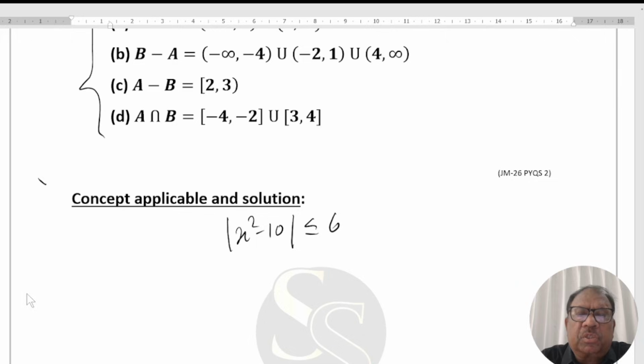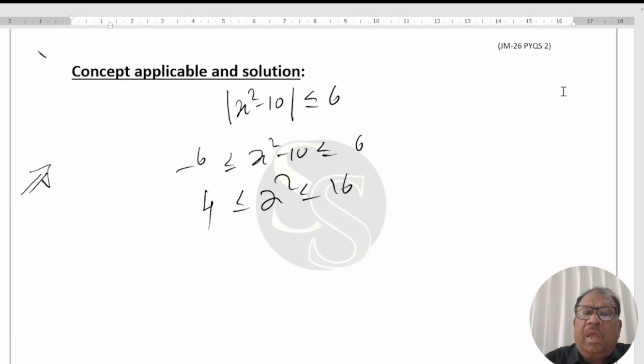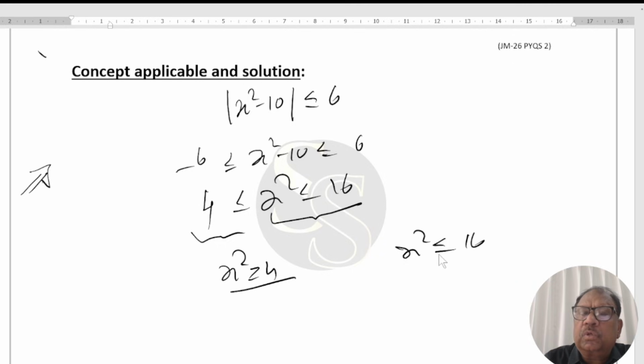In equations, we have already discussed all types, which you can go through on the YouTube channel Statistics Learn. In this case, this can be written as x square minus 10 less than or equal to 6 and greater than or equal to minus 6. On simplification, x square less than or equal to 16, that is 4. Means x ki jo value aayengi, ek ye inequation hai, ek ye inequation hai, x square greater than or equal to 4 and x square less than or equal to 16.